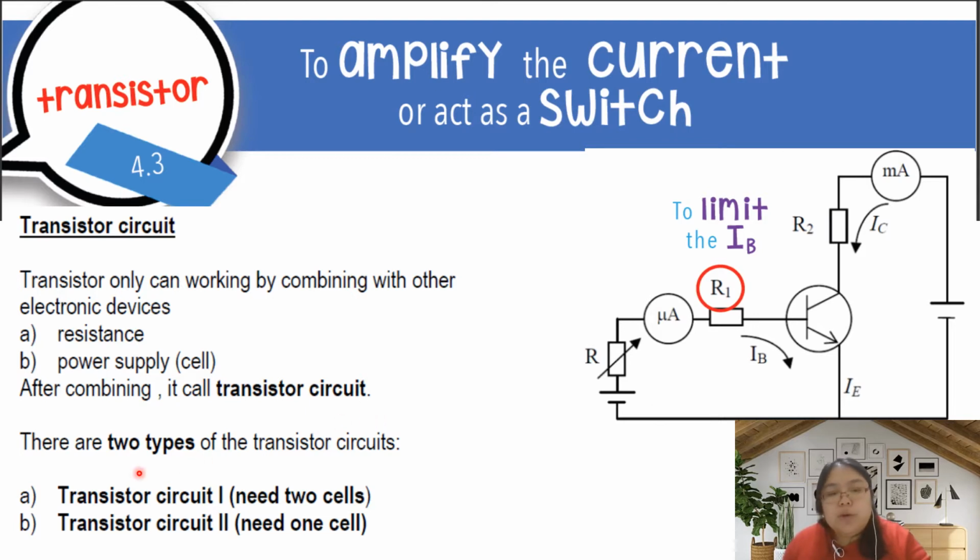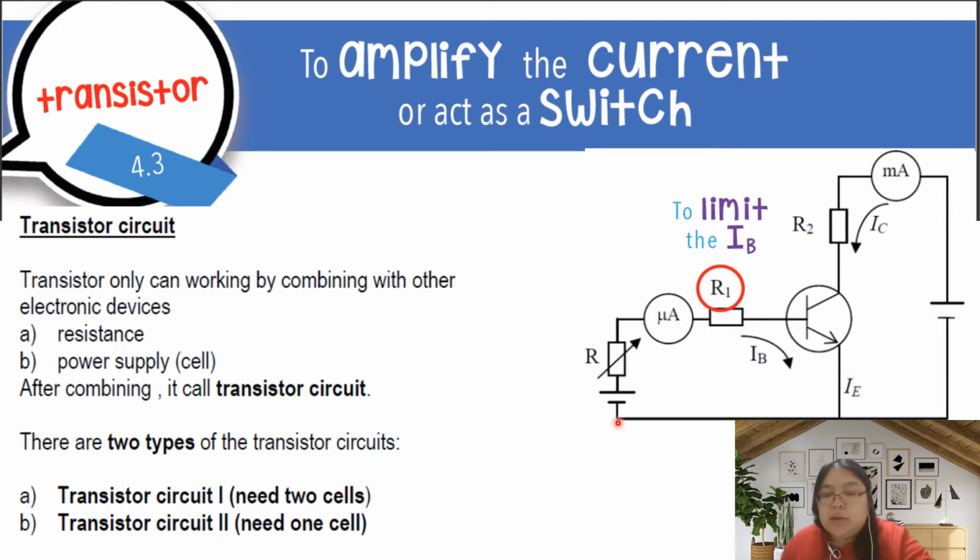Okay, now we have 2 types of transistor circuit. One is transistor circuit 1, where we need 2 batteries, 2 cells. The other is transistor circuit 2, where we're just using one battery. So this is one of the diagrams where we join the transistor with the resistance and also the battery. This we call a transistor circuit.